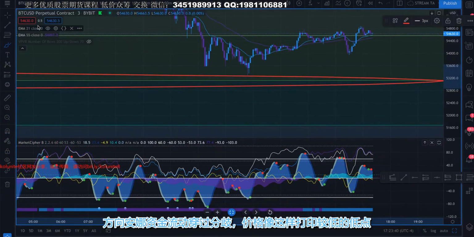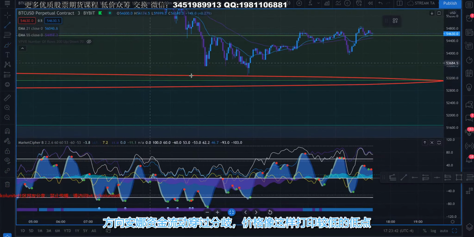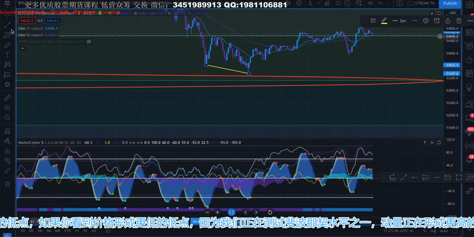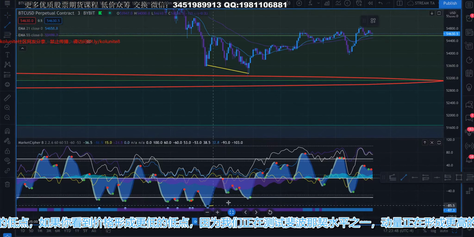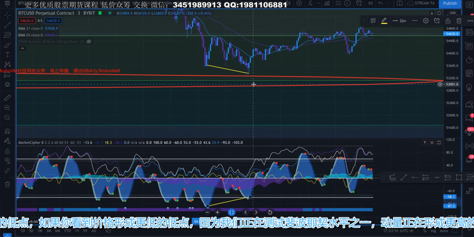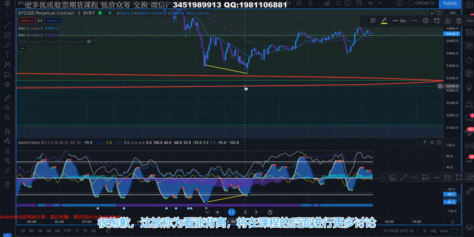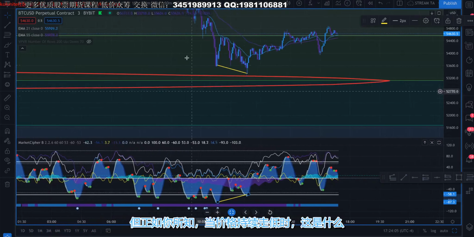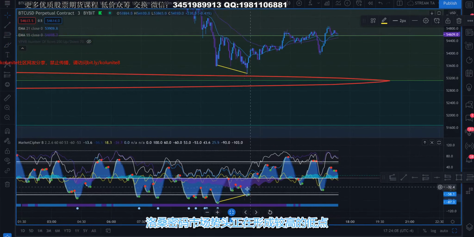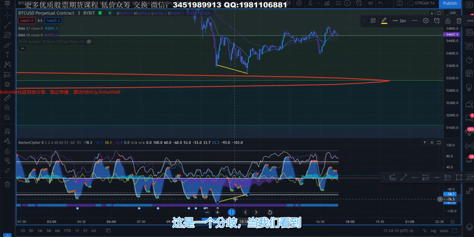The divergence is where price is printing lower lows like this, okay? And momentum is forming higher lows. If you see price is forming lower lows as we're coming down to test one of these Fibonacci levels, and momentum is forming higher lows, that's called a bullish divergence. We'll get into this more later in the course, but just so you're aware of what this is, when price is consistently forming lower lows and momentum on Market Cipher is forming higher lows, this is a divergence.